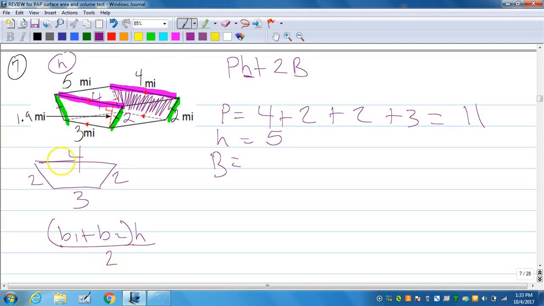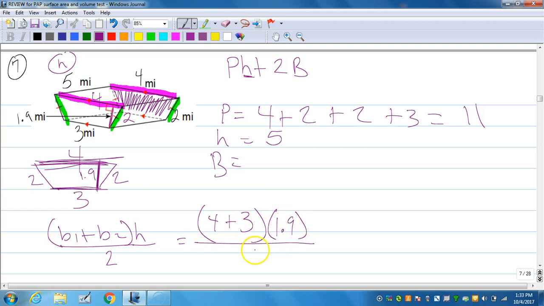B1 is the top number, that's B1 right there. So that's 4, plus my B2 is the bottom, that's 3, times my height. How tall is this? It's right here. It's 1.9. That is the height of the base. Divided by 2. I see a lot of you putting 5 instead of 1.9 right here, and that's wrong, it's going to be the wrong answer, right? You plug this into the calculator, it'll give you 6.65. So this goes here, 6.65.